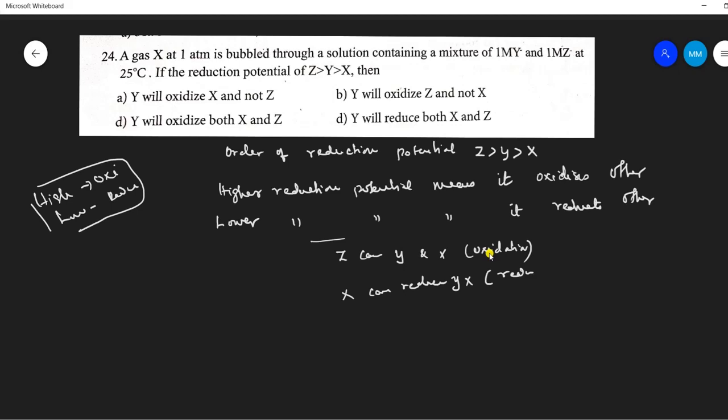Now consider the first one. So it is concluded that having higher reduction potential can oxidize the others. So regarding oxidizing, the Y will oxidize the X. Correct? X is having lower reduction potential than Y. So Y will oxidize X and not Z. So A is your answer. In case of B, Y will oxidize Z. That is wrong. Y will oxidize both X and Z, wrong. And Y will reduce only the Z, not the X. So your answer is A.